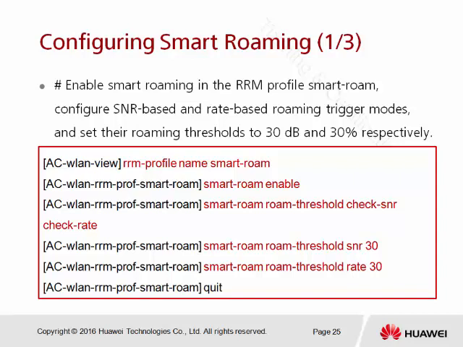And of course, we can also use a command to change and adjust the roam threshold, using the command smart roam threshold, check SNR, check rate, followed by the threshold. So this is how we use the command to modify the threshold for the SNR and also the rate.